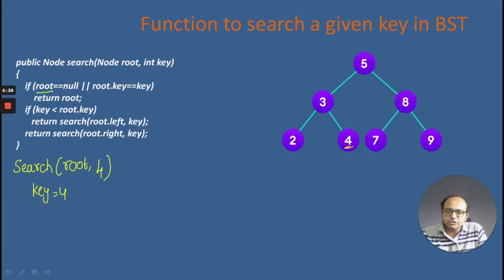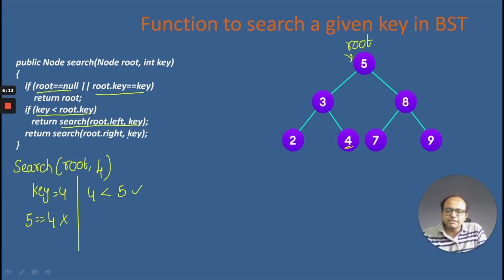And look at the condition immediately, root == null. So initially root will be this node. root == null, condition false. root.key == key, which means 5 == 4. Condition becomes false. So the associated statement will not be executed. Then key < root.key. Key value is 4. 4 is less than root.key value, which is 5. 4 less than 5, condition true.